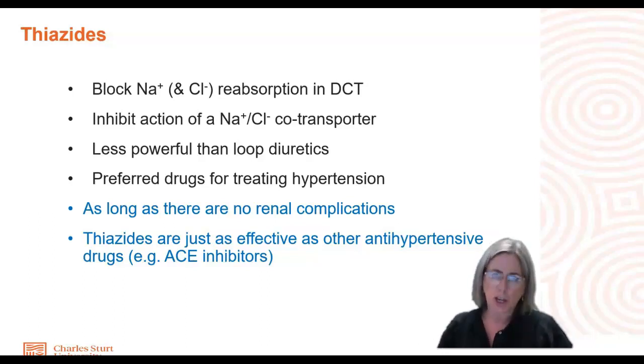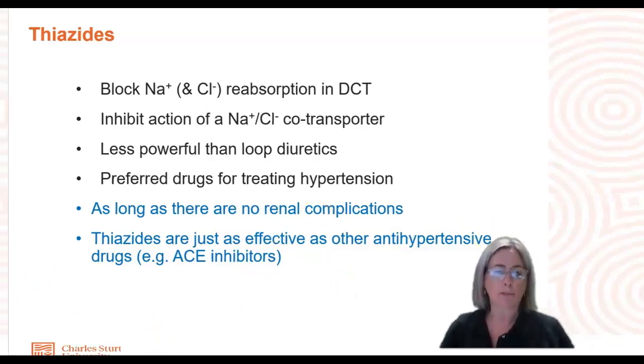So they do, in general, have less unwanted effects than the loop diuretics. So that's why they're a preferred drug. But if somebody does have renal complications, they might be switched to a loop diuretic. The thiazides are just as effective as other antihypertensive drugs such as the angiotensin-converting enzyme inhibitors, which we'll talk about in the cardiovascular system topics. So let's have a look at how these thiazides work.